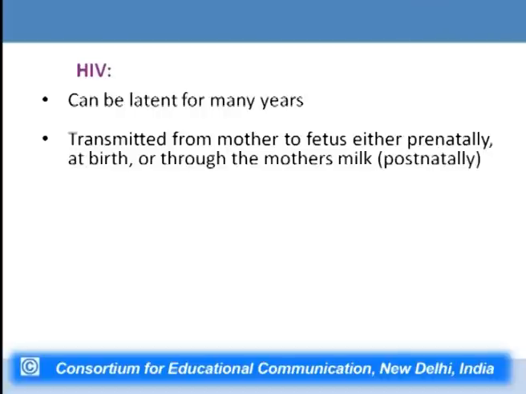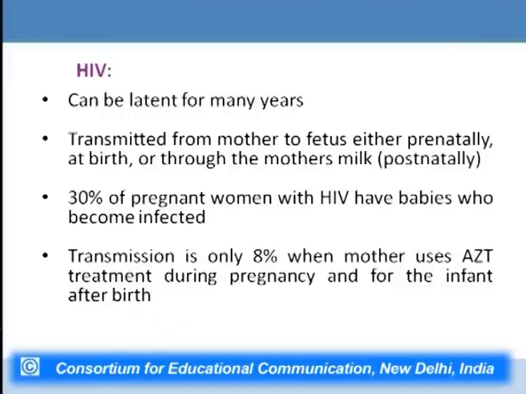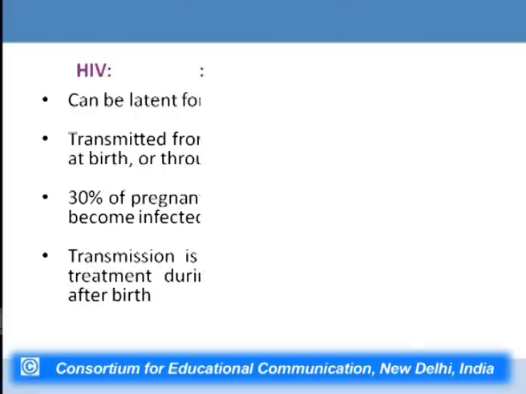Whereas HIV can be latent for many years in the individuals, and it can be transmitted from mother to fetus either prenatally, at birth, or through mother's milk postnatally. In 30% of the pregnant women with HIV, the infants become infected with this particular virus, which can lead to serious immunological deficiency. But if the woman is using AZT treatment, then only 8% of the infants will have this particular virus infection.